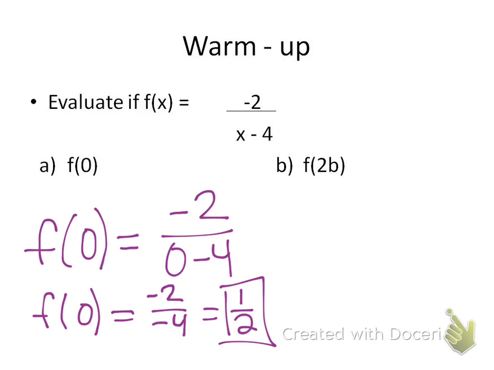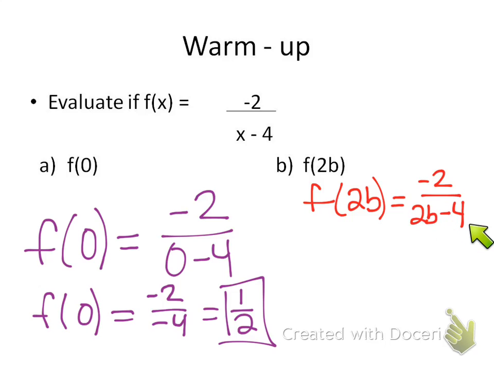The next one's a little different. We're plugging in 2b. It's the same process. So everywhere you see an x, you would write a 2b. So we're finding f of 2b. It's negative 2 over 2b minus 4. Now, these are not like terms on the bottom, but there is something we can do to simplify this. Anybody know?